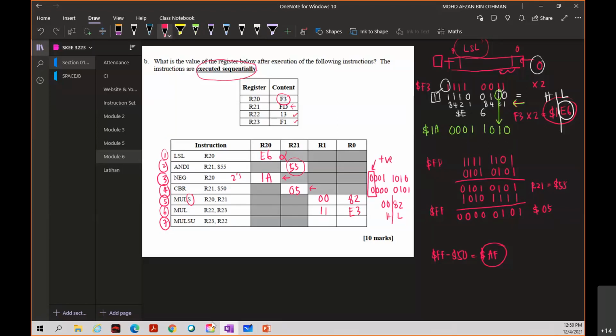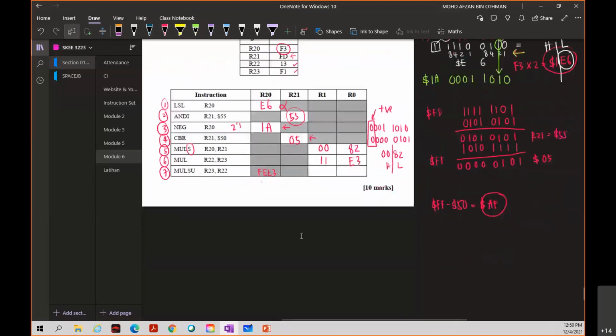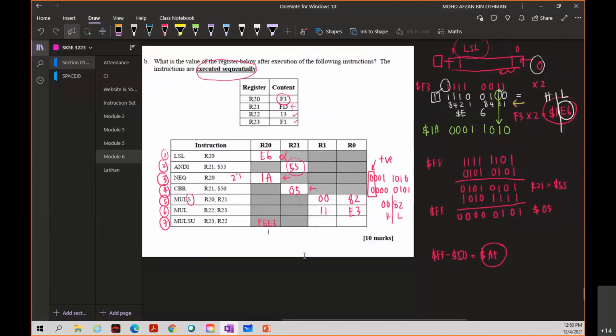Okay, Go is saying that it is FEE3. Okay, one of your friends is saying that it is FEE3. Anyone got other answers? Okay, a different answer from Go. Okay, so now let's check whether Go's answer here is correct or not.